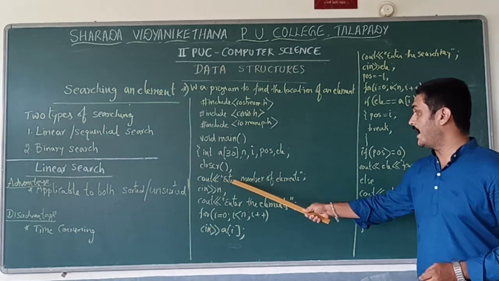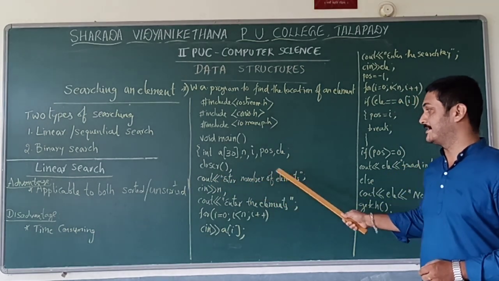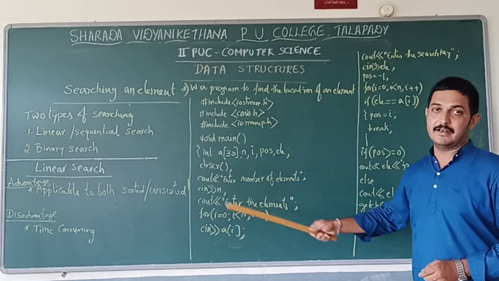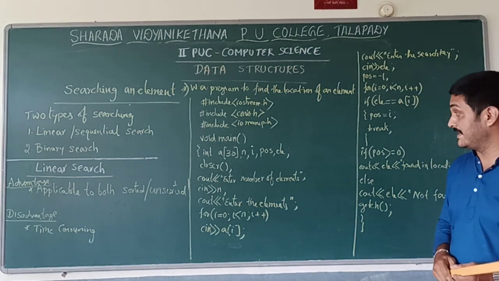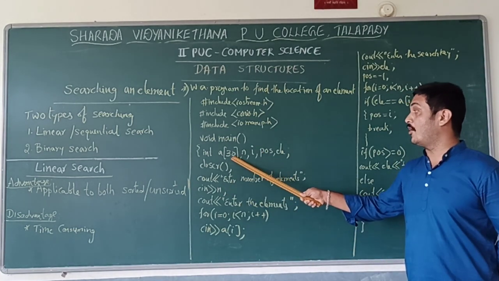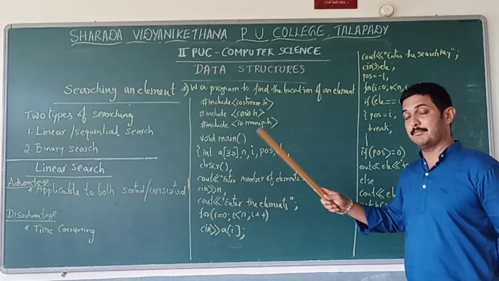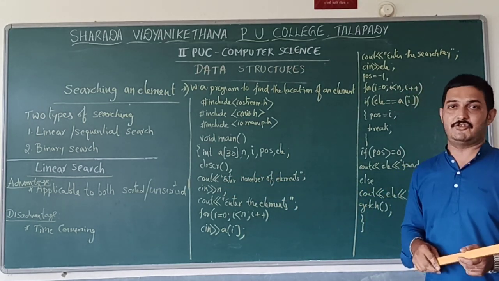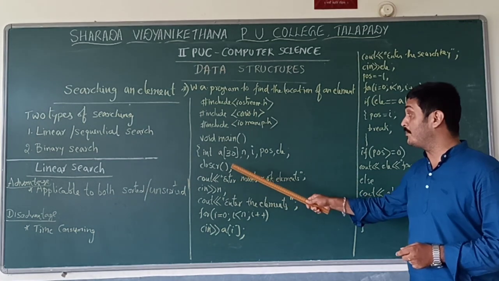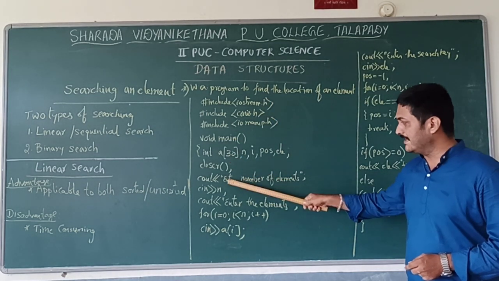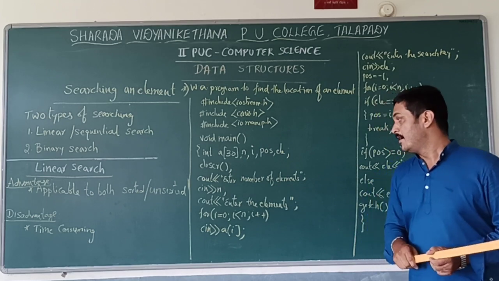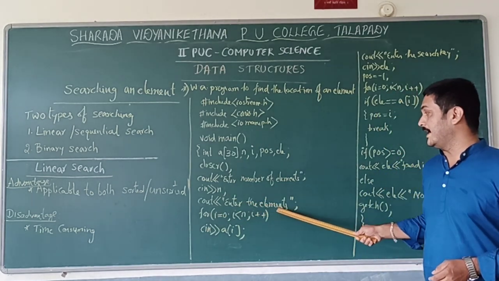Next, cout, enter number of elements. Here I am reading this one, n. N means the total number of elements, and n must be less than or equal to 30, not more than 30, because we are going to put some limitation. The limitation is that it should not go beyond 30. So within that we have to use n. And next, cout, enter the elements.